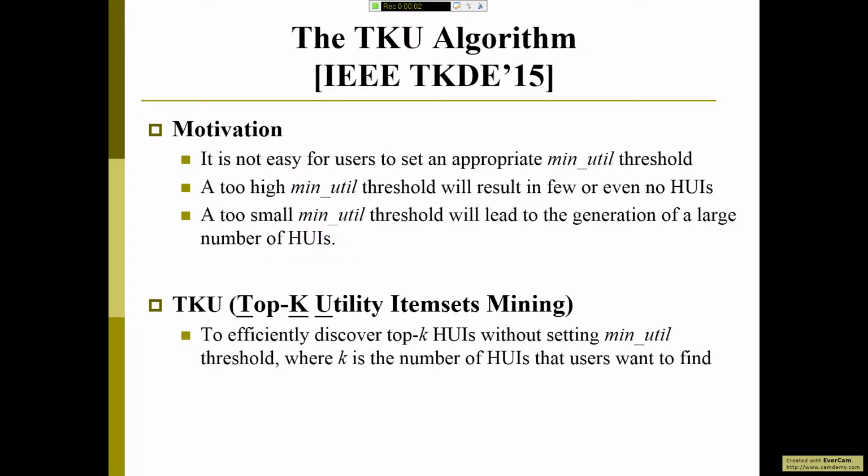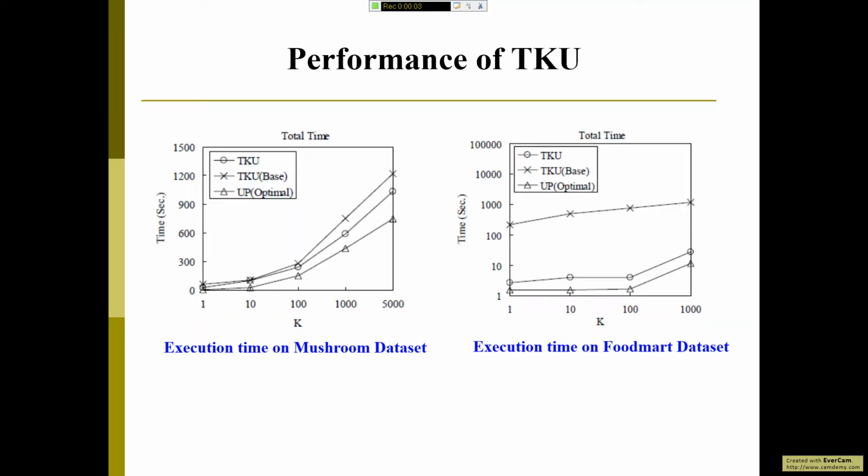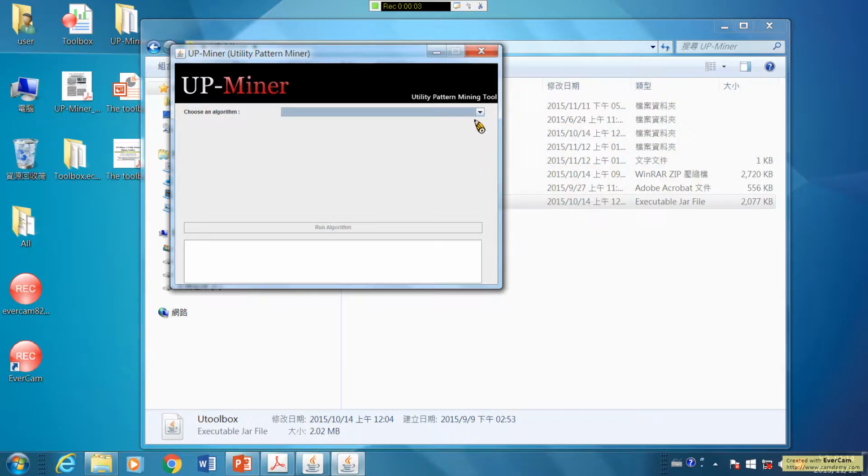To address this problem, TKU is proposed to efficiently discover top-K HUIs without setting a minimum utility threshold, where K is the number of HUIs that users want to find. Experimental results show that TKU has good performance, and it serves as a good solution to the new problem of top-K HUI mining. Again, we choose the algorithm.